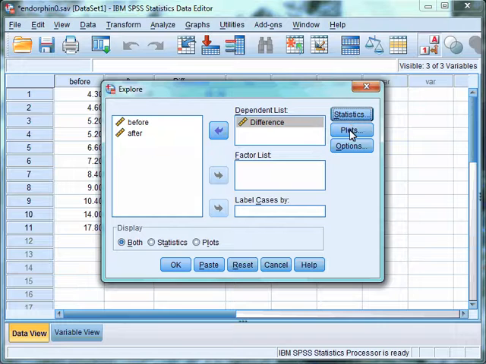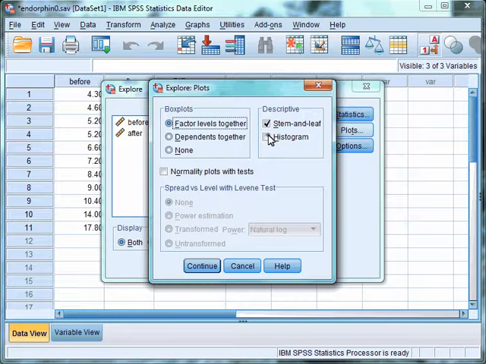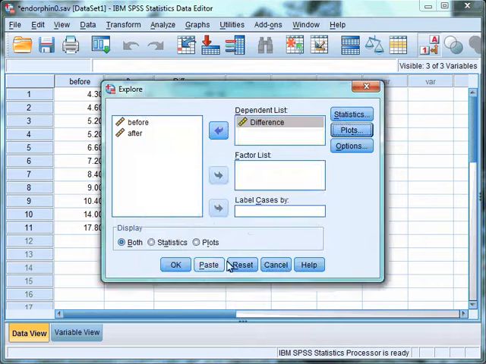Next, select plots. And in this box, we want to select histogram, normality plots with tests, and deselect stem and leaf. Click continue, and then OK to run the Explore.